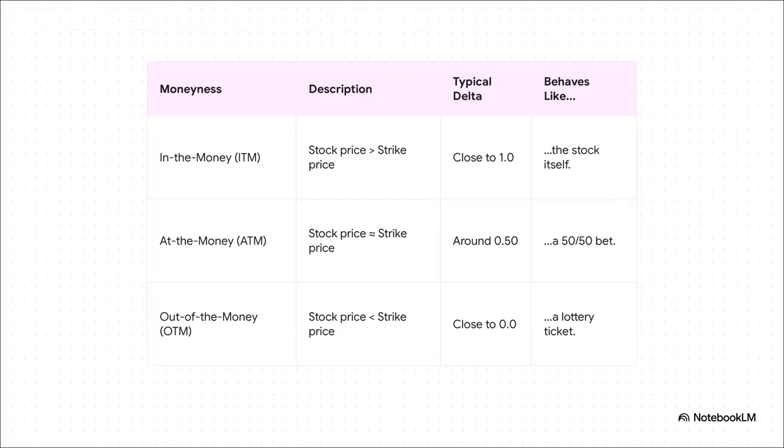And check this out. An option's moneyness, where its strike price is compared to the stock's current price, has a huge impact on its delta. If your call option is deep in the money, its delta is going to creep right up close to 1.0. At that point, it starts acting almost exactly like you own the stock itself. If it's right at the money, the delta will be hovering around 0.50, kind of like a 50-50 coin flip. And if it's way, way out of the money, well, the delta is going to be near zero. It's a total long shot, basically a lottery ticket, and it's not going to react much to small moves in the stock.